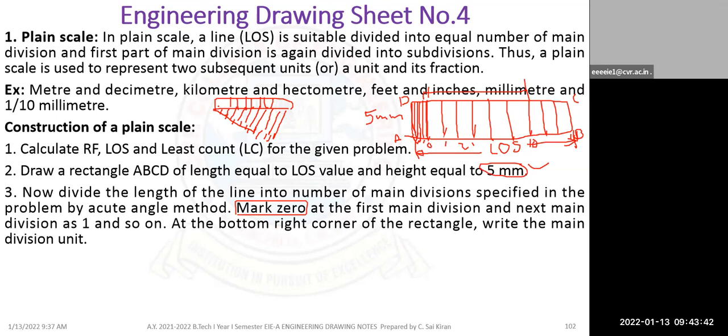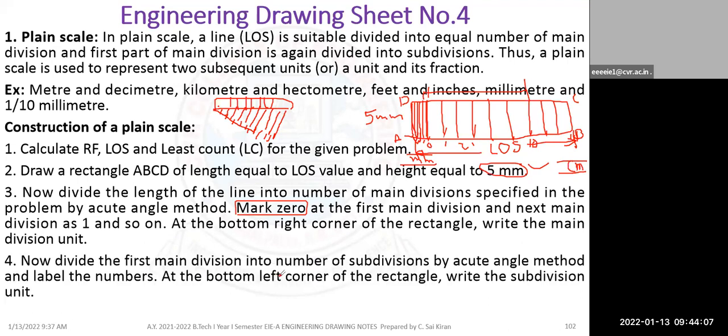At the bottom right corner you have to write the main division. In this scale the main division is centimeters, so you write small cm. On the left side you write the subsequent unit: what the units are, how many divisions, what the single least count is. Here the least count is mm, so write mm here and cm here. Then at the bottom left corner you write the subdivision unit. Use the acute angle method, divide it into 10 equal parts, and write down the subsequent unit here.